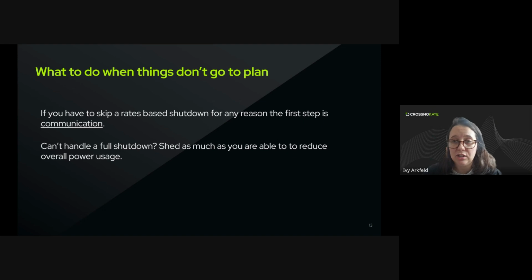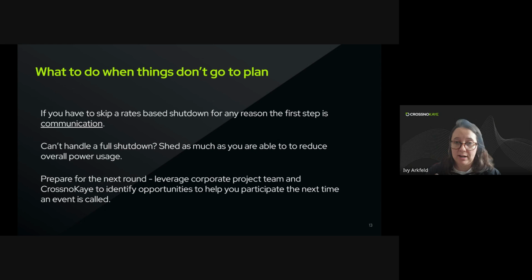If it's an ongoing issue, you should absolutely prepare for the next round, which means leveraging corporate project teams and CrossnoKaye to identify opportunities to help you participate the next time an event is called. We might be able to reconfigure your shutdown to a partial shutdown or change your shutdown and startup procedure to make it smoother if there's issues like that you're running into. If you have equipment down or a mechanical issue, your project team might be able to help push to get funding to fix it in the case that is blocking your ability to shut down. So overall, the important thing here is communicate.